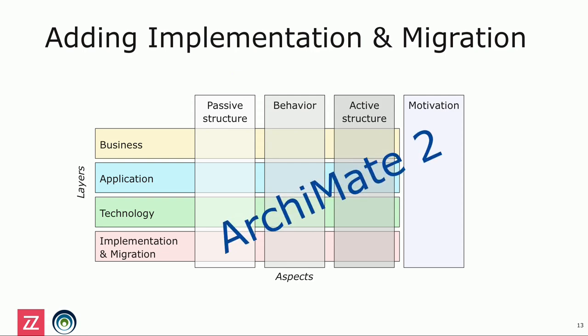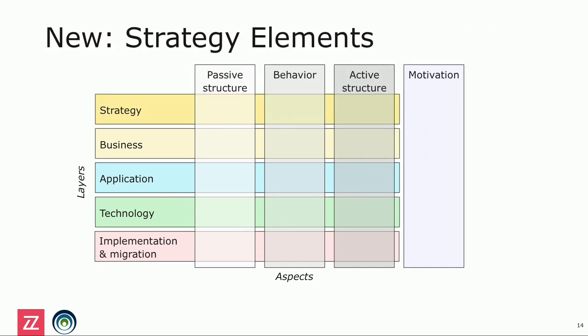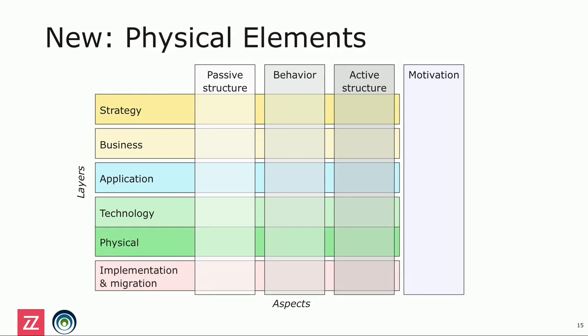This was where we started when we started developing version 3. And like I said at the beginning, we saw two main areas where we wanted to extend the language. And first of all, that's in strategy. So we have a few concepts added to describe strategic issues. And I'll talk you through some of those later on. And we added some concepts for the physical world.